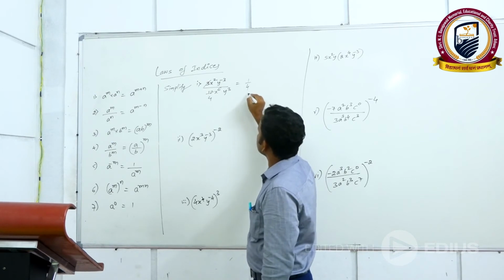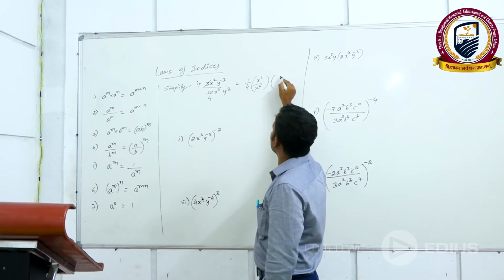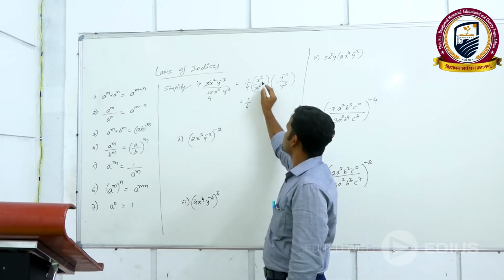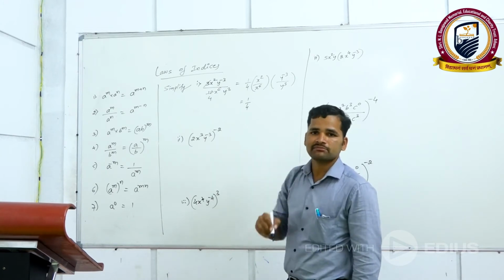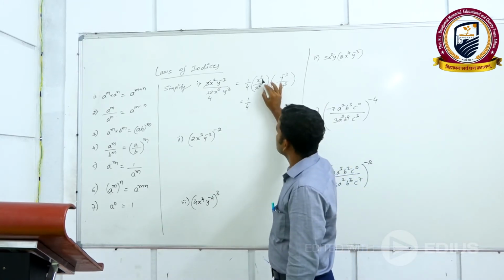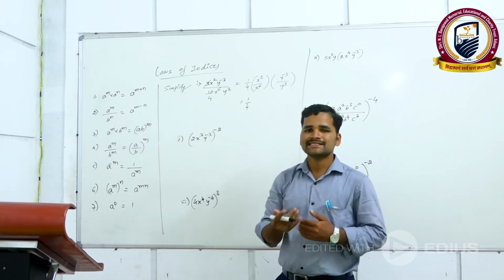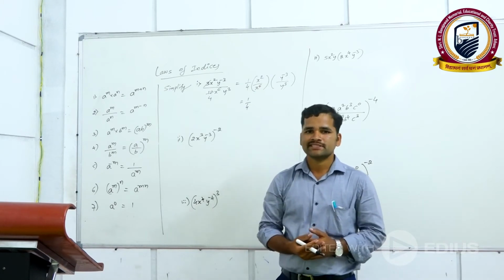1 by 4 write as it is, x square by x raised to 6, and then y raised to minus 3 by y raised to plus 3. 1 by 4 as it is, this x raised to 2 by x raised to 6. For easy simplification, what you do, the numerator you take to the denominator. x square, what we are doing is taking it to the denominator, and there the sign of index will change.